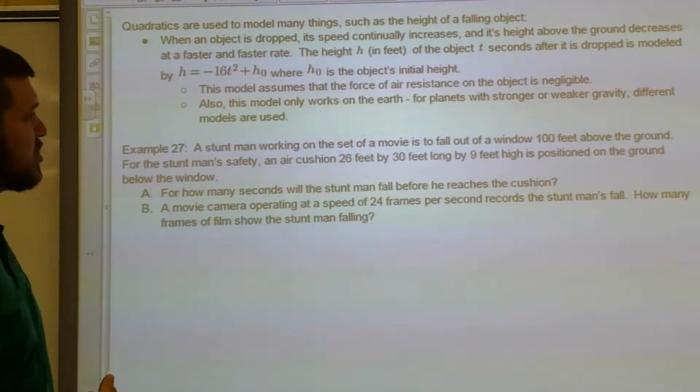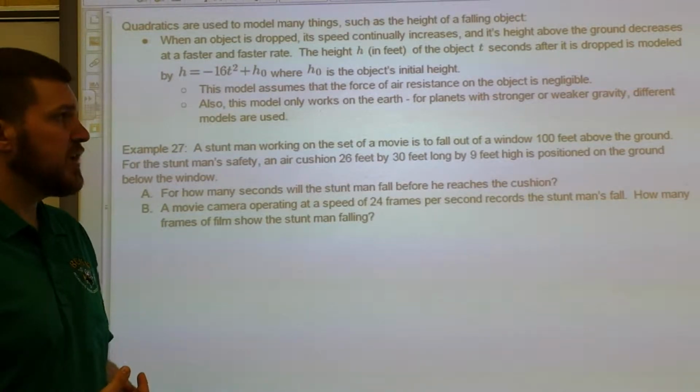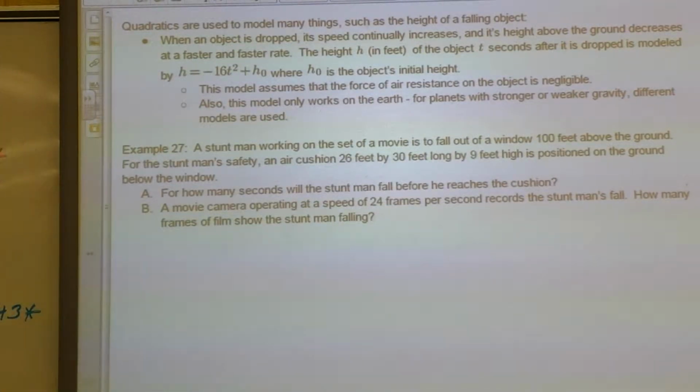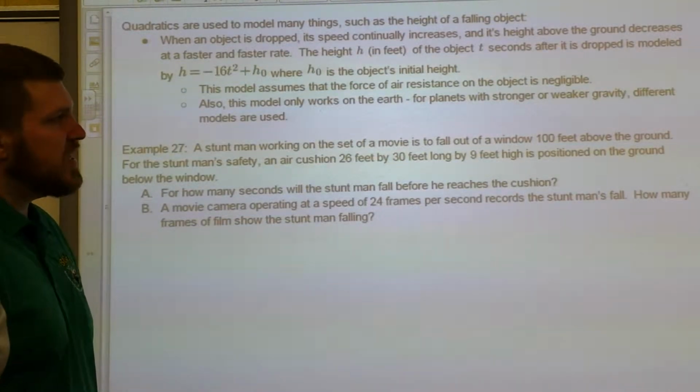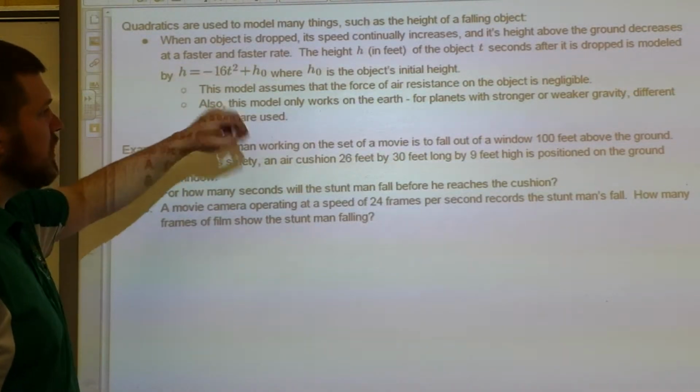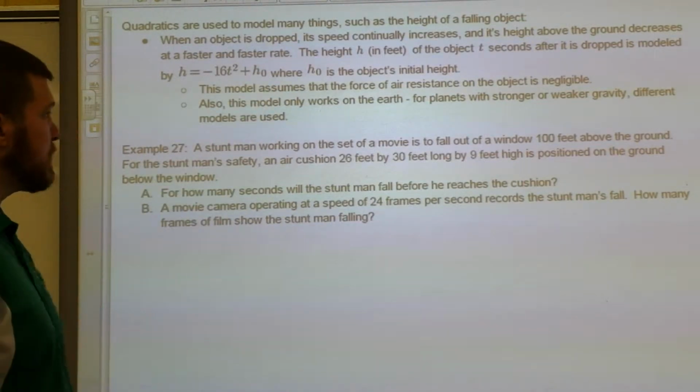For instance, when an object's dropped, its speed will continuously increase and its height above the ground is going to decrease at a faster and faster rate. The height h in feet of the object t seconds after it's dropped is modeled by this equation, where h of 0 is the initial height.